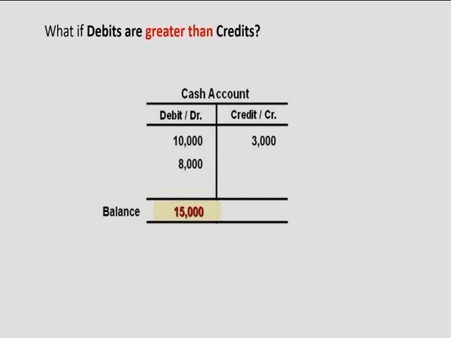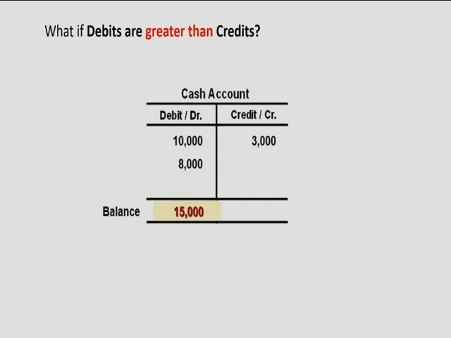Now, if the debits are greater than credits, for example here the cash account is given, so cash has a debit balance of 15,000. If you look at this cash account, on the debit side we have 10,000 plus 8,000, total is 18,000. On the credit side we have 3,000. So we have excess of 15,000 on the cash account debit side.